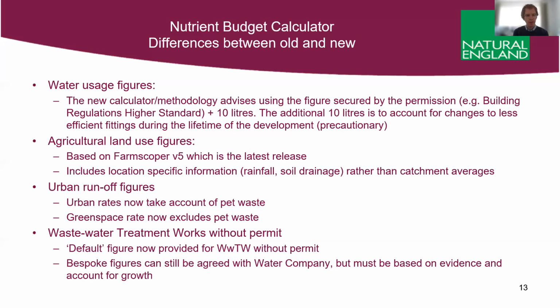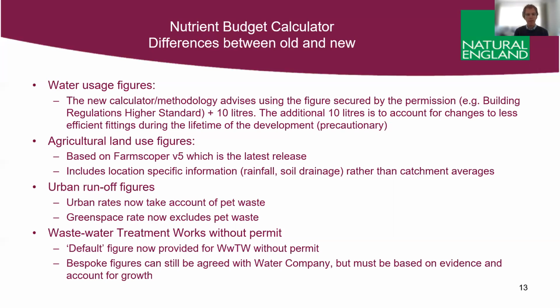Then all the agricultural land use figures, so the figures used for stage 2, these are all based on Farm Scoper version 5, which is the latest release of Farm Scoper. So the majority of previous calculators and methodologies would have been using older versions of Farm Scoper. The other difference is that it includes that location specific information that we talked about when we were looking at the calculators, which is the inclusion of the rainfall band that the site sits within, and also the soil drainage. Previous approaches have tended to use catchment averages. So the value for a dairy farm would be the same across the entire catchment.